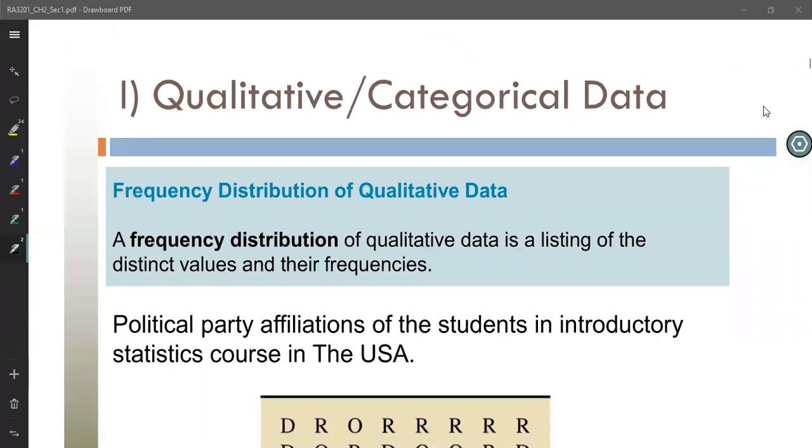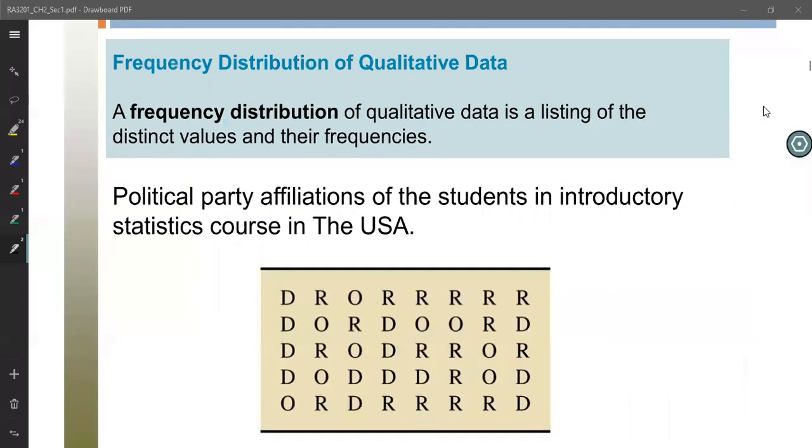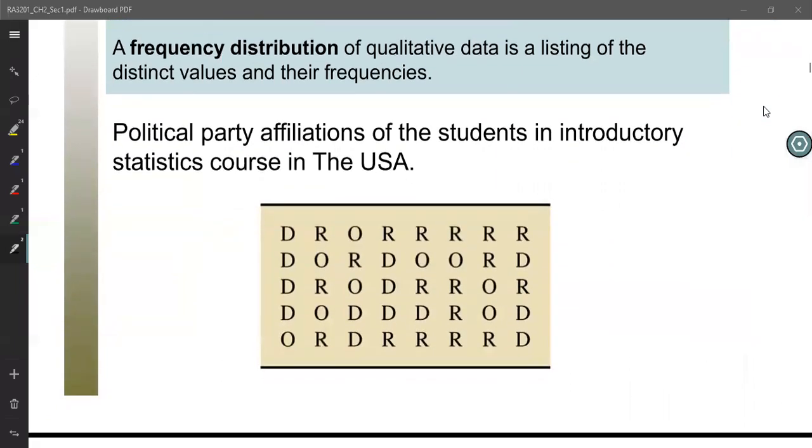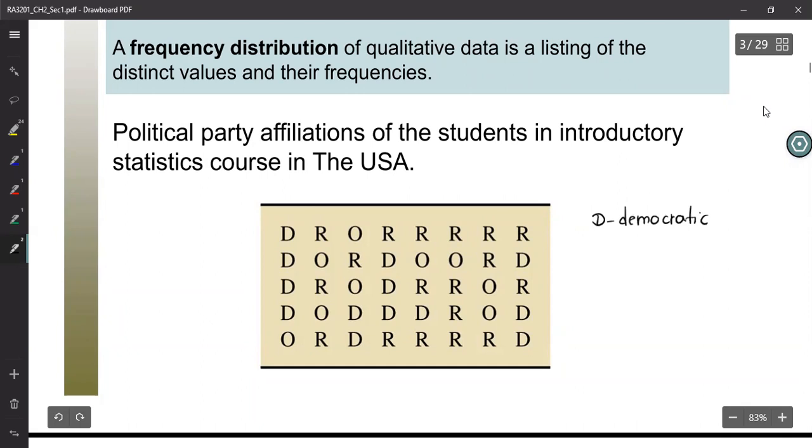Right. So let's start with the first one, the categorical or qualitative data. Here's a small example. In this example, you can see the political party affiliation of the students in a certain course. You see three different political parties: D for Democratic, this is in USA, R for Republican, and O for other. The two main parties and other parties together.